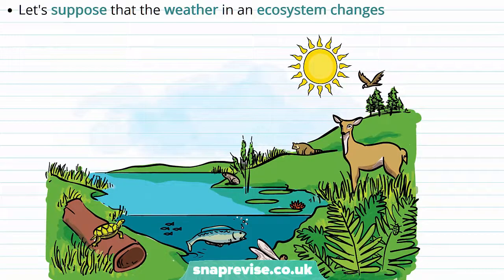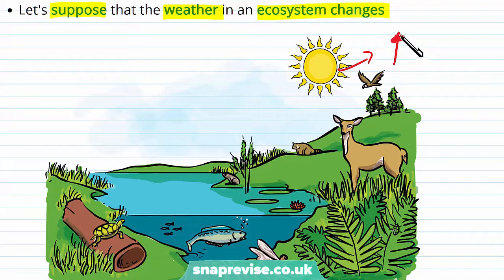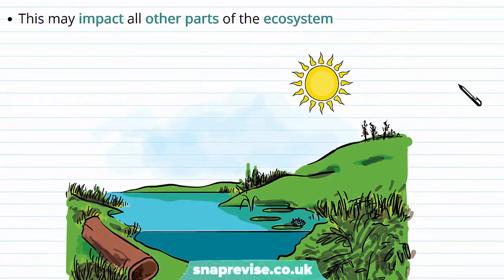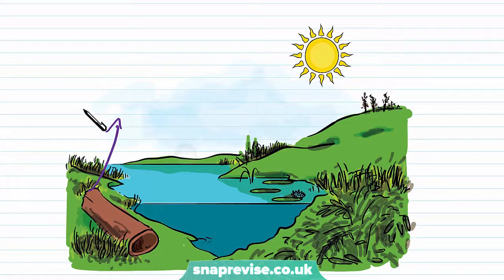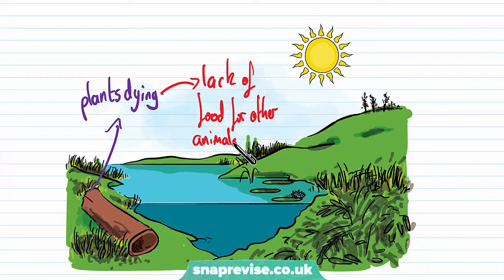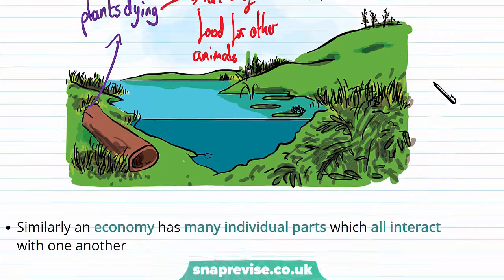Okay, so if this is a system, let's try and change something within that system. So let's suppose that the weather in an ecosystem changes. So let's suppose that the temperature in the environment has increased. Now this may end up having an impact on all other parts of the ecosystem. So the warmer weather might result in plants dying as they do not get enough water, and this would lead to a lack of food for other animals, and this would have a knock-on effect to the rest of the food chain. And overall, this is going to impact the whole ecosystem and its biodiversity.